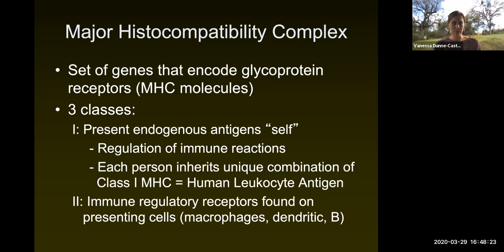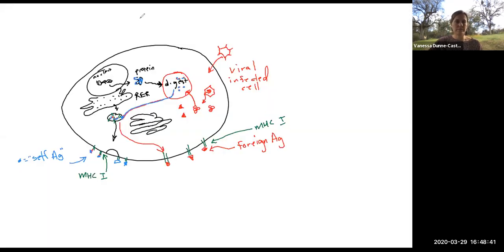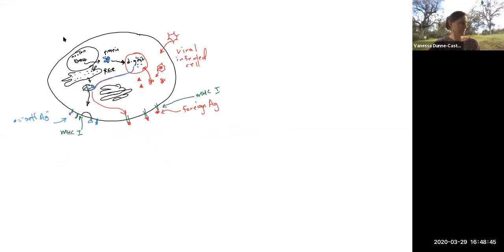MHC class 2 is another set of surface receptors responsible for presenting antigen, but in this case, it's always presenting foreign antigen, and these are on our antigen presenting cells. So this is MHC class 2. Okay, so this was MHC class 1 that we just looked at here.